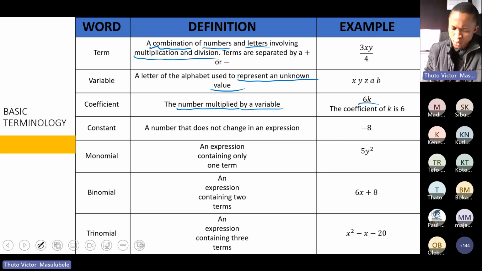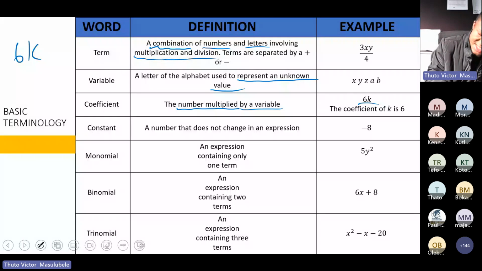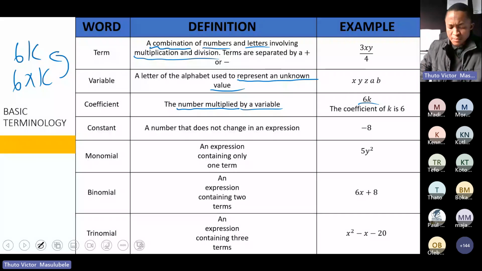You might be wondering, where is the multiplication sign when you look at the term 6k? This is actually 6 multiplied by k, and because we write mathematical expressions in a conventional way, we simplify that to 6k. It simply means there is a multiplication between those two factors. So very important that you understand that. So the coefficient of k will be 6 in this particular example.